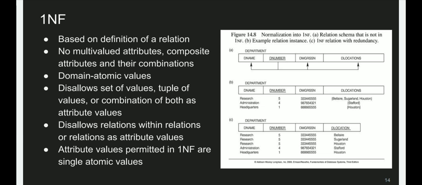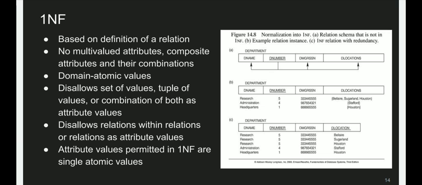So we will move on to first normal form. By definition, first normal form should have no multi-valued attributes, composite attributes, or their combination. There should be only atomic values. It also disallows sets of values, tuples of values, or combinations of both as attribute values.